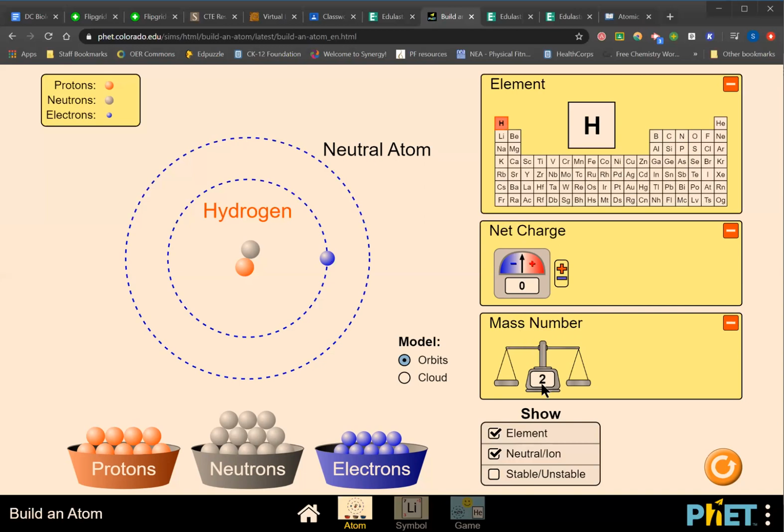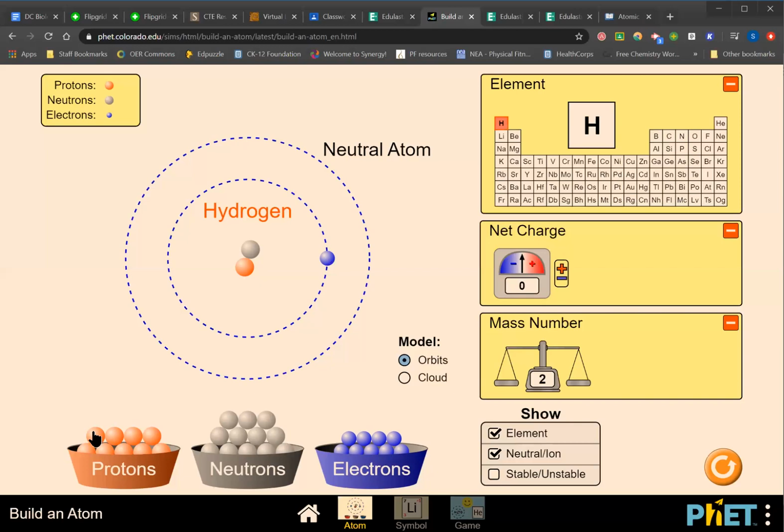The mass number is still 2. Now we added an electron. Why is that? Why is it still only 2? Well, because electrons practically have no weight compared to protons and neutrons. Understand that this little blue ball is actually a lot smaller than that compared to these two. And so there you are.